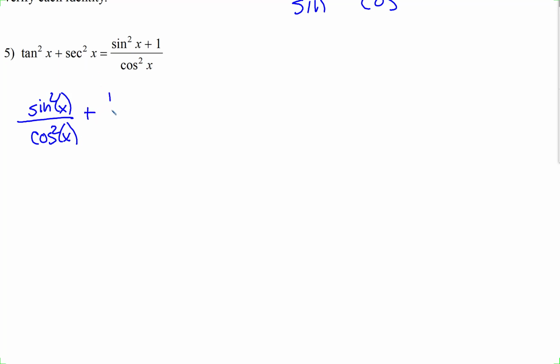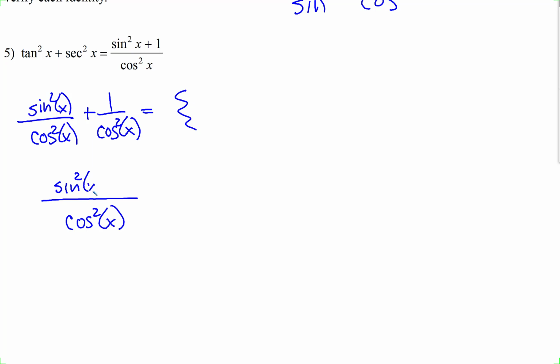Well, secant squared is the same as 1 over cosine squared, the reciprocal identity. Remember, we don't have to do anything over here. Well, these now share the same denominator. So cosine squared x, and in the numerator we have sine squared x plus 1, that's what the other side equals. So that was almost a one step. Those two equal each other.